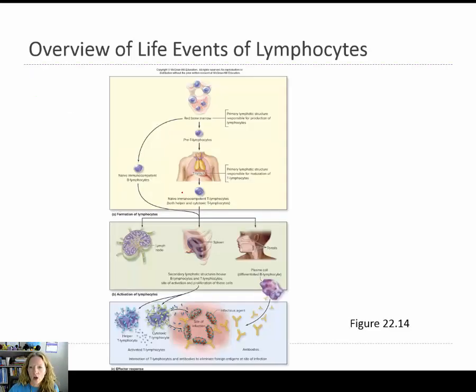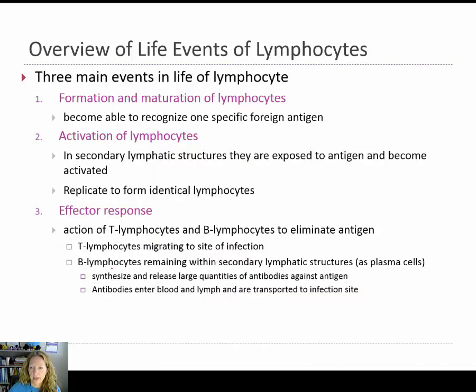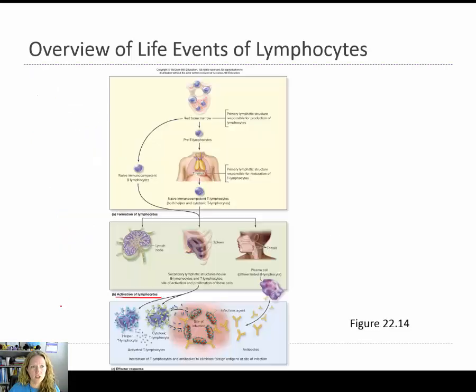And then once they're mature, we're going to talk about how they move to usually a secondary lymphatic structure, and then they just wait there for an antigen to arrive, and then we'll talk about how activation of lymphocytes is going to occur. And then once they're activated, what do they actually do to fight off that pathogen that they just found? So that is what we're going to be taking a look at in the next sections.